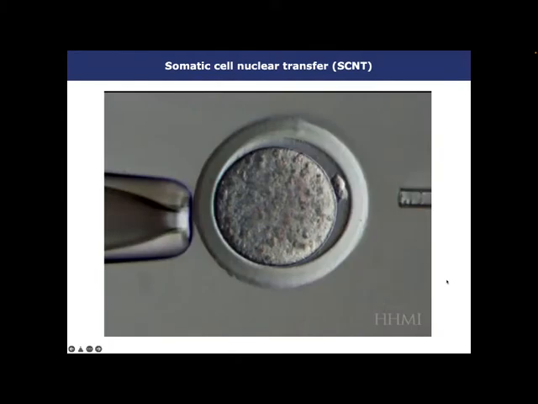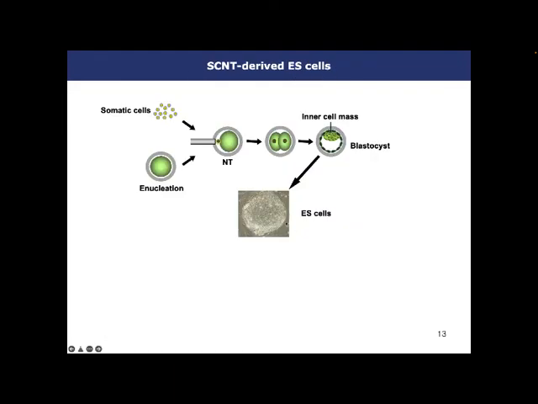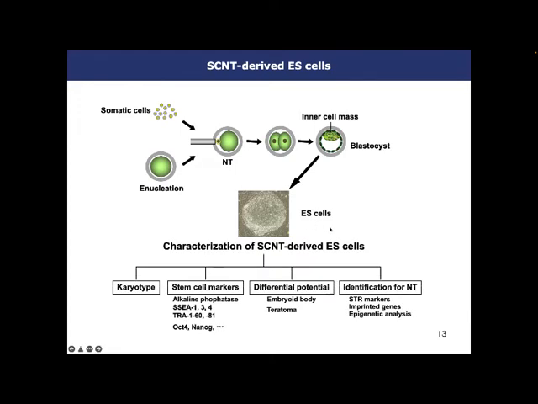This is a very skillful job and needs a lot of training, but with some difficulties, we can create embryonic stem cell-like cells from the somatic cells. After transplantation, we can create the blastocyst, and by isolating the inner cell mass, we can establish the embryonic stem cell lines, and we can characterize the SCNT-derived ESL in various ways, such as karyotyping, stem cell markers, or differentiation potential, such as teratoma formation, and identification of nuclear transfer, such as epigenetic analysis.